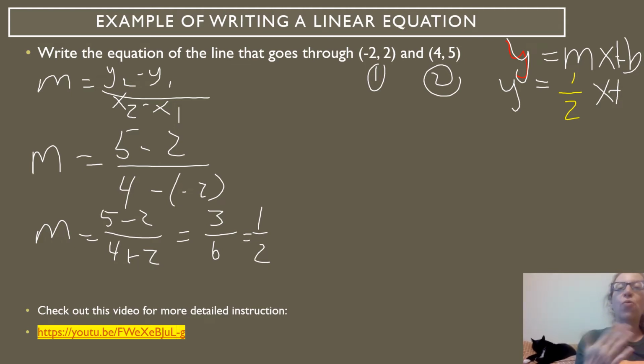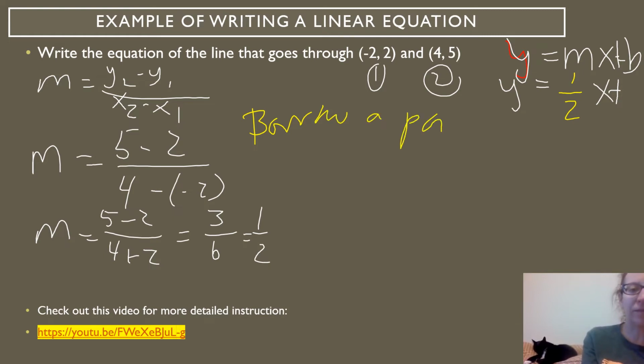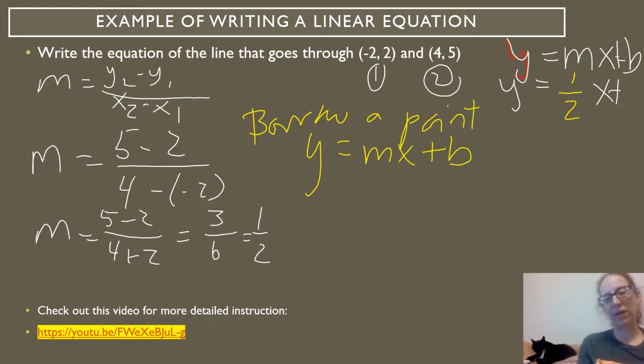So my strategy for doing this, and there are a lot of different strategies, but I use the borrow a point strategy. Okay, borrow a point. Now think about the word borrow. Borrow means you take something, you use it for a while, and then you give it back because you don't actually want to keep it. So you give it back. So what we're going to do is fill this in, and I'm going to borrow a point.